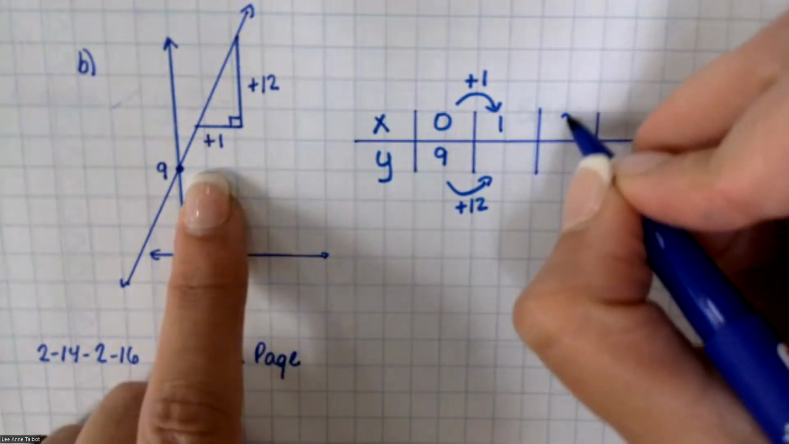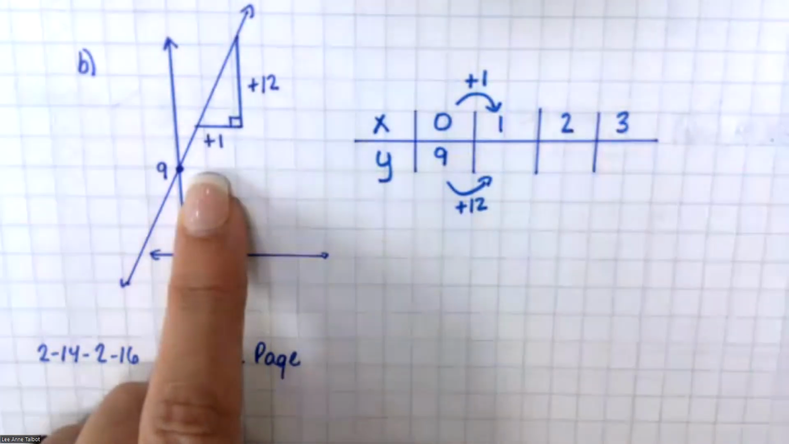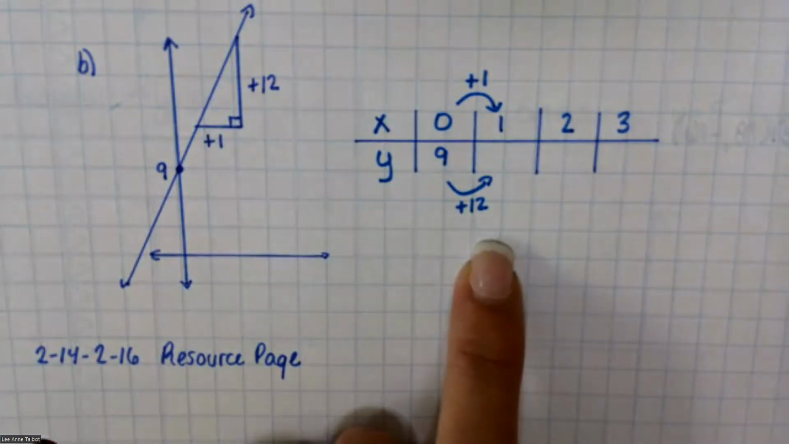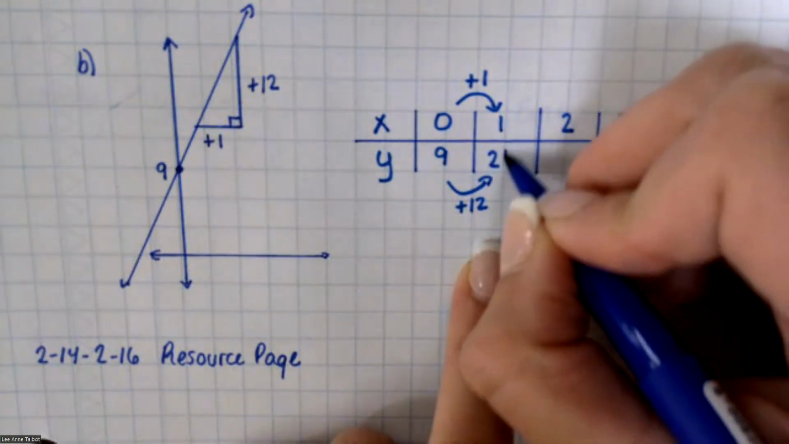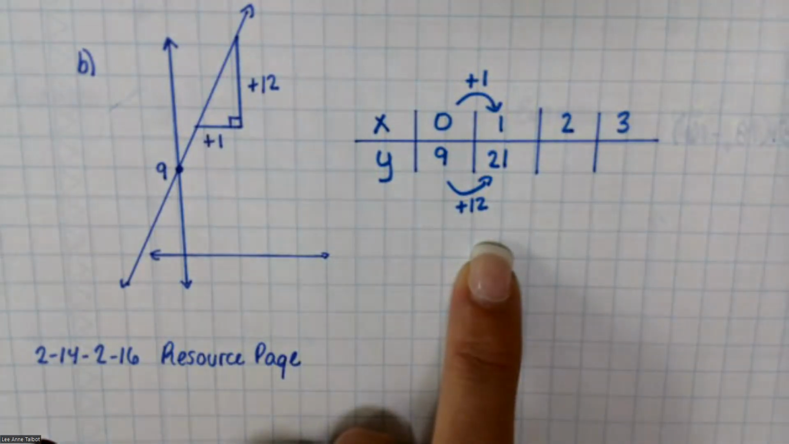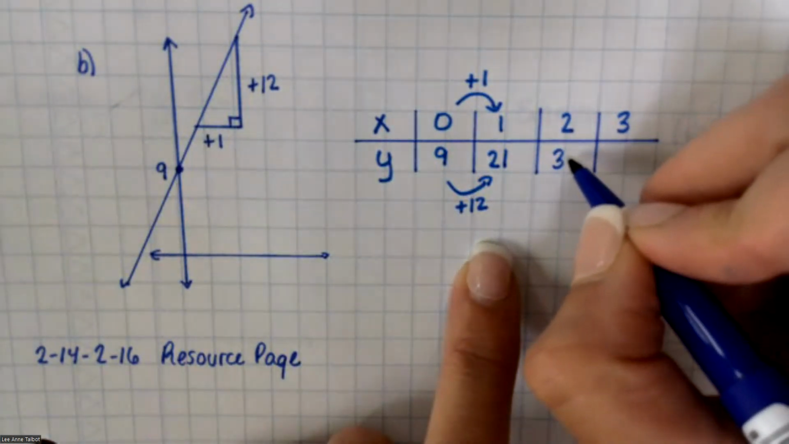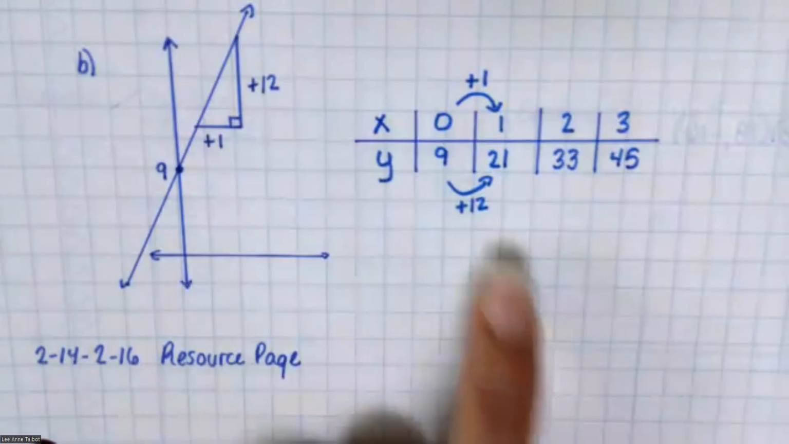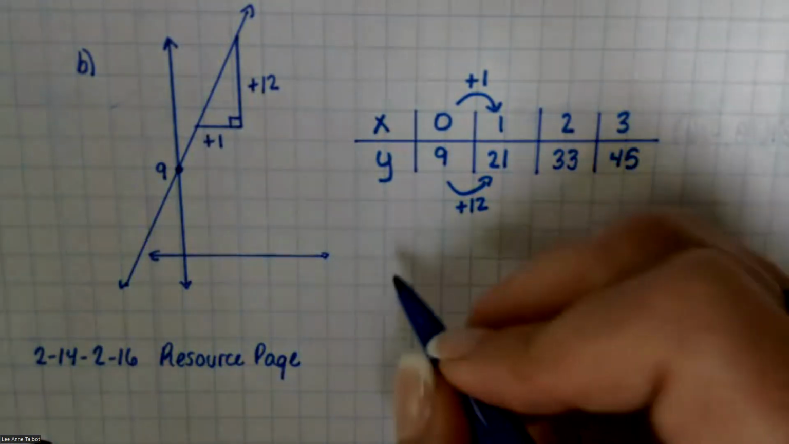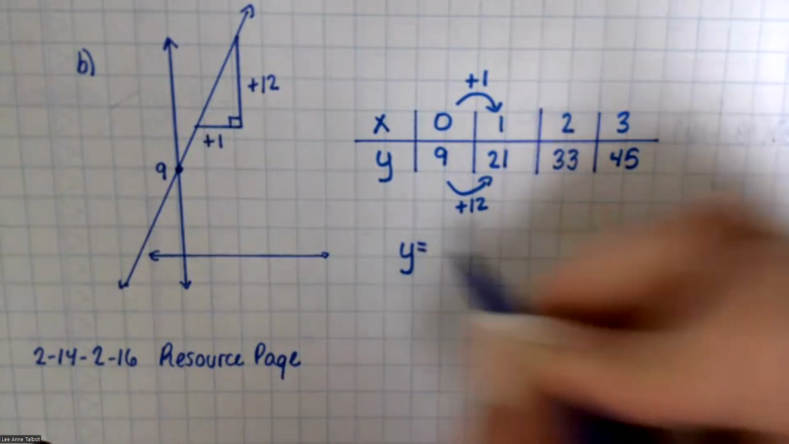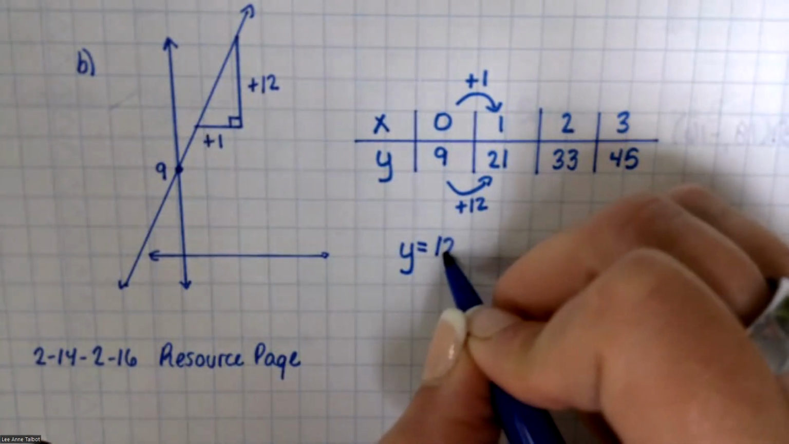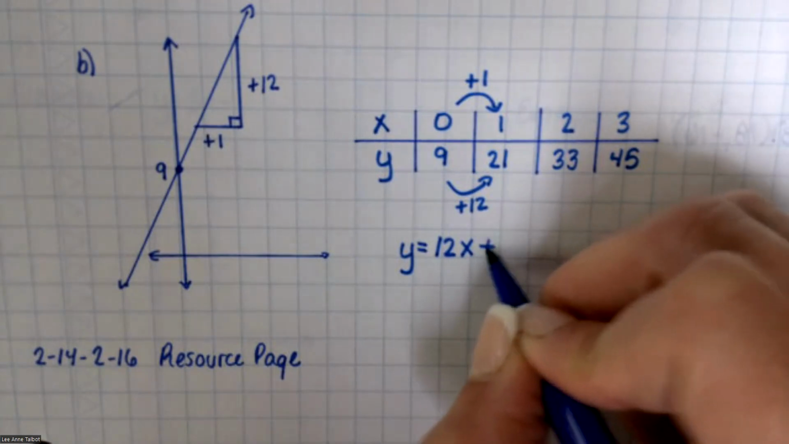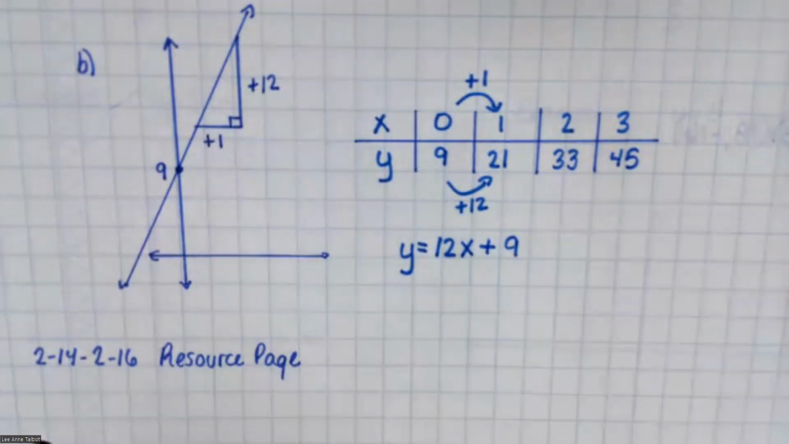So 1, 2, 3. So I'll go up figure numbers. This is going to go up by 12, so 21 plus 12 is 33, plus 12 is 45. Okay, now last bit, y equals growth x plus figure 0.